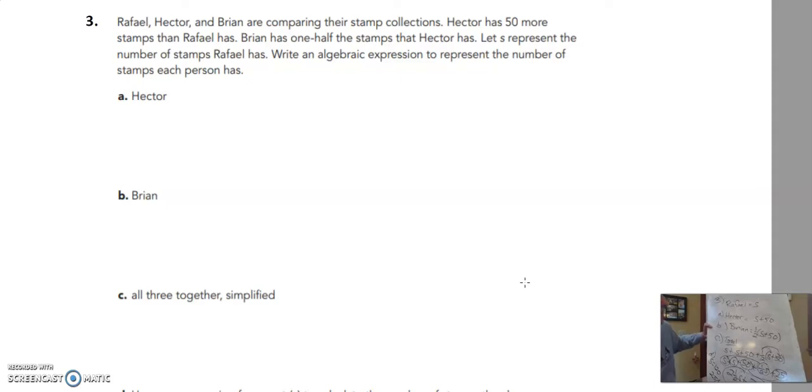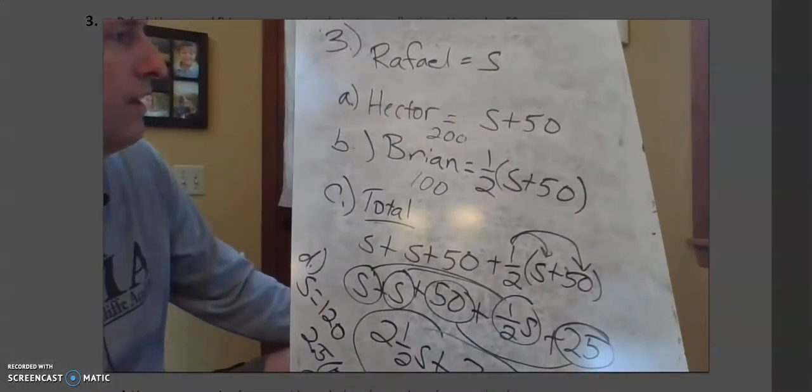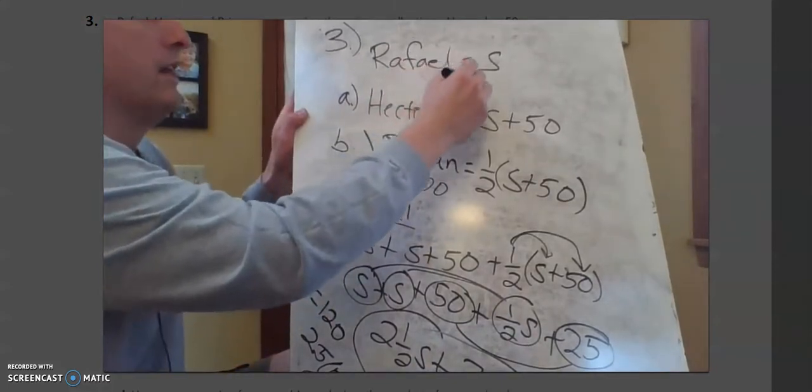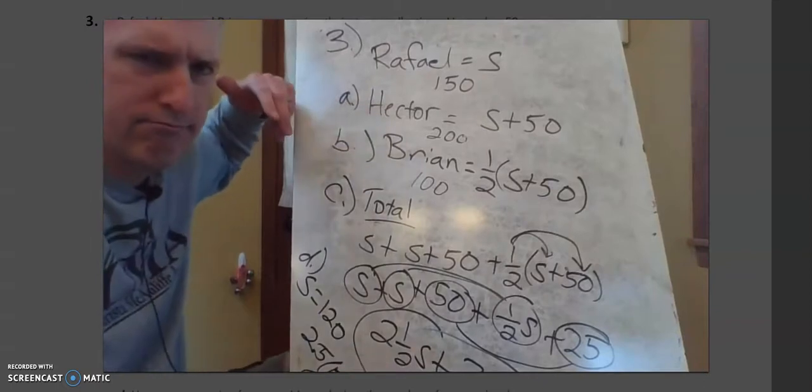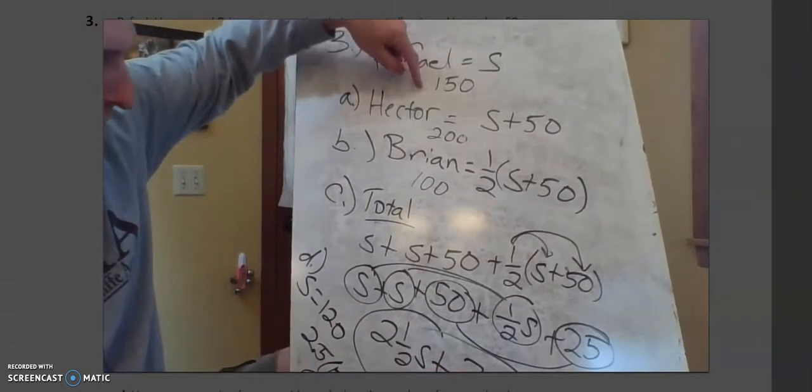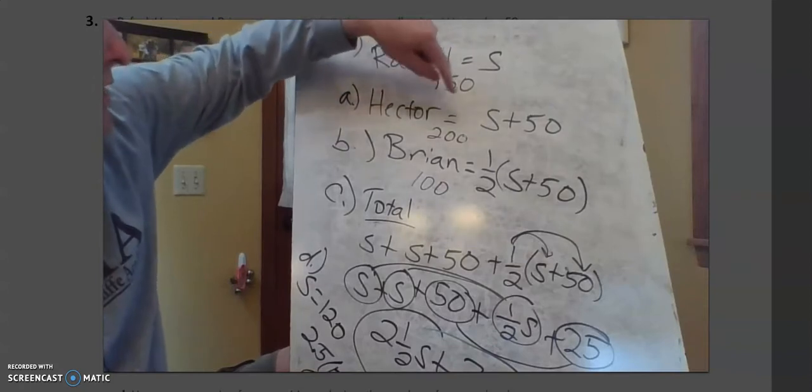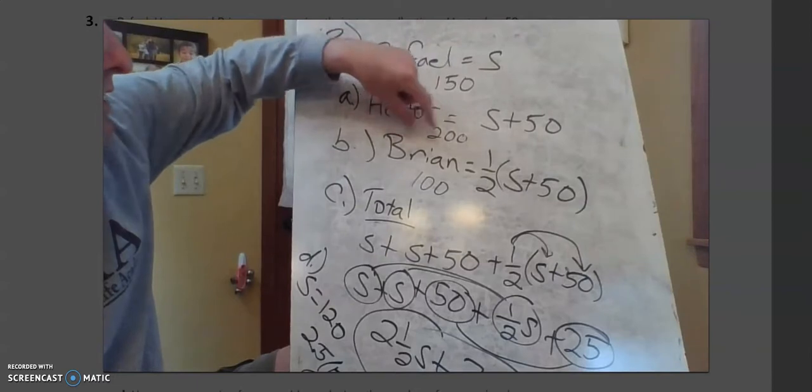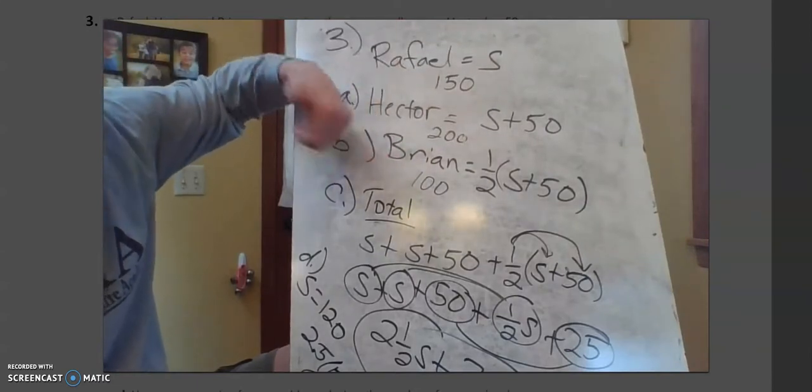Well, Brian has half of what Hector has. So if Brian's got 100, Hector must have 200, right? I hope I thought that right. A little bit on the spot here. And if Hector has 200, Raphael has 150. Now I'm going to work my way backwards just to make sure I'm thinking right. If Raphael has 150, and Hector has 50 more, that would make 200, and if Brian has half of what Hector has, that means he has 100. I think we got it.